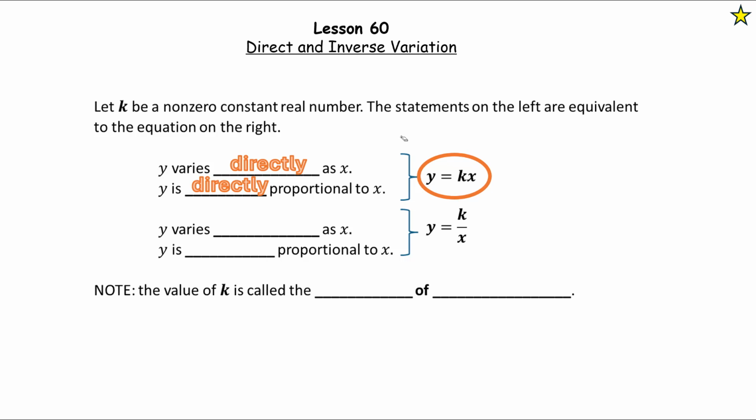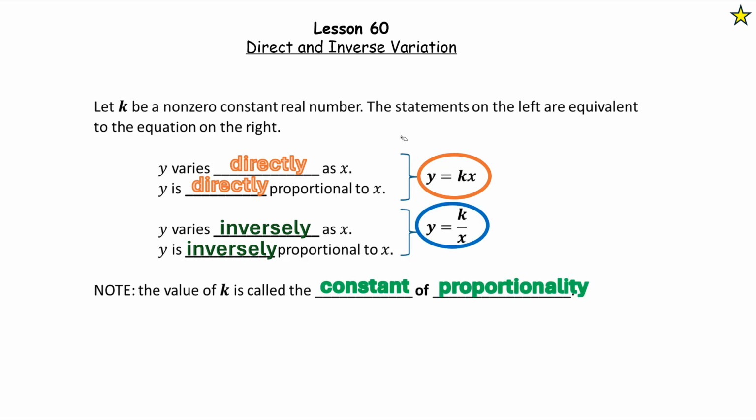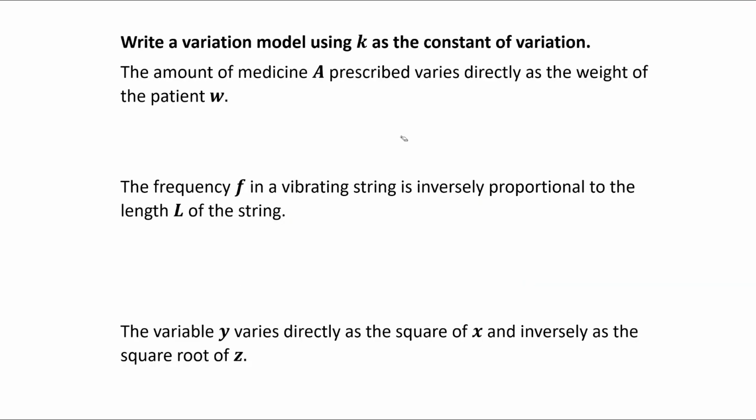And then inverse proportion, y varies inversely as x. In other words, y is inversely proportional to x, and it could say indirectly. Inversely and indirectly are synonyms. If that is the case, then y is equal to k over x. K, that number k that we're going to have to find out, is called the constant of proportionality. And you'll see how that works in an example in just a second. But first, let's set up some models for this kind of proportionality.